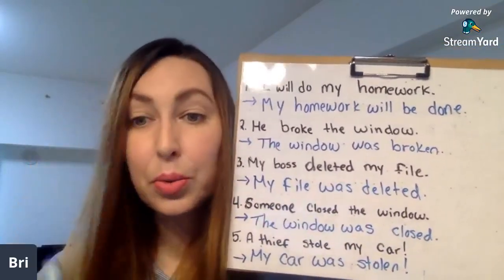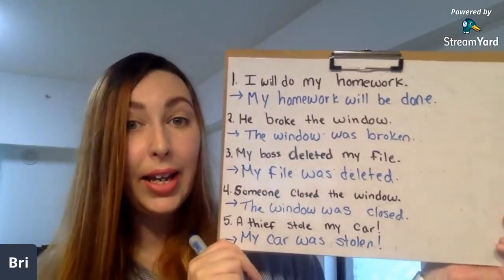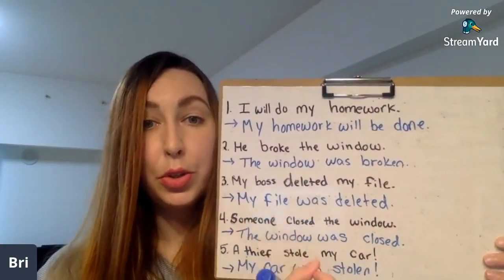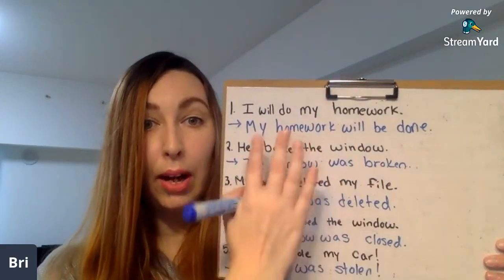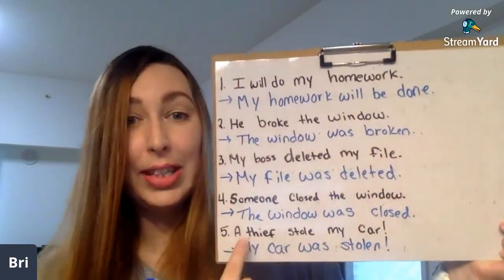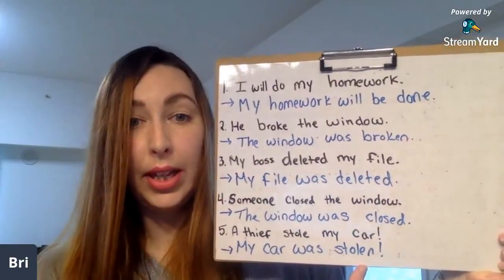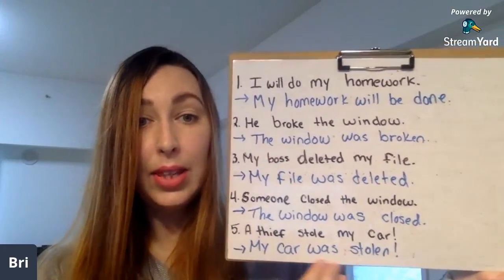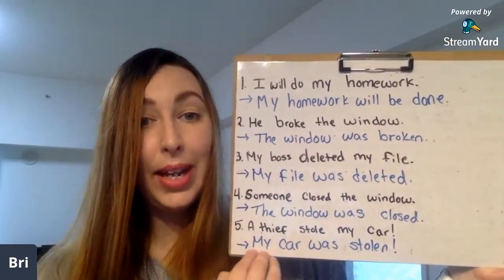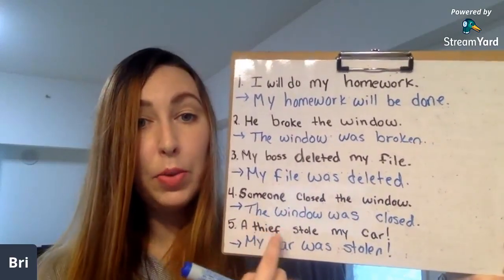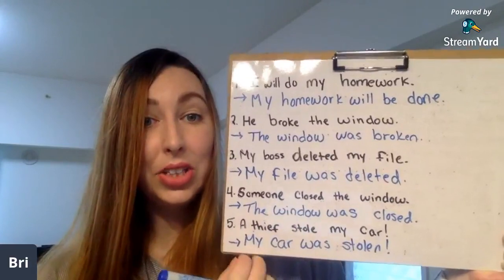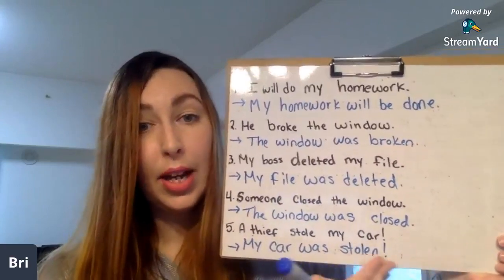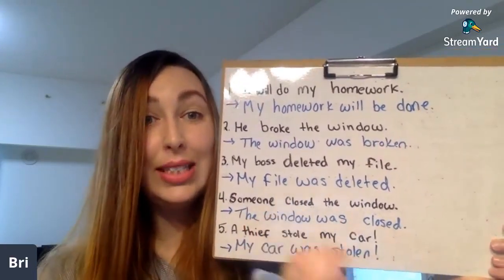So Sue Y is asking, is it okay if I don't use by? So in these passive sentences, if you don't want to include the person or whoever did the action, so for example, in this case, my car was stolen, the active sentence has a thief. You could just leave it like this without the thief part. And sometimes this way is more natural. But sometimes if you want to include who was doing the action, you could say my car was stolen by a thief. But if you include the person who's doing the action, you need to say by.